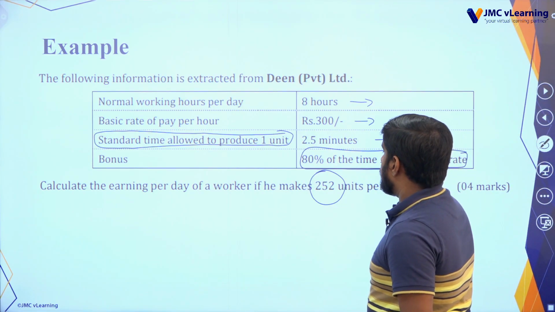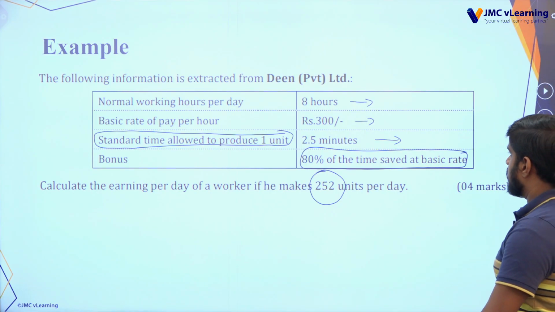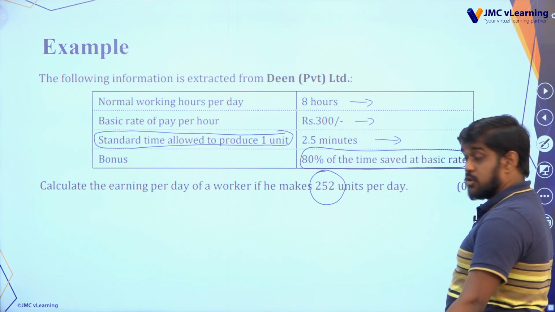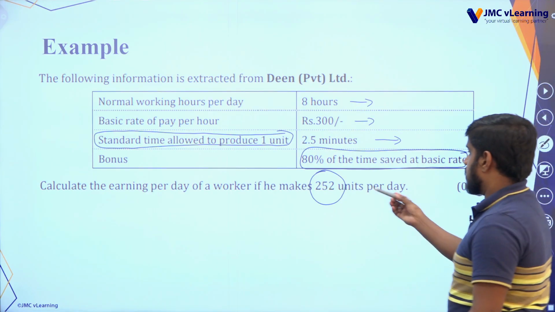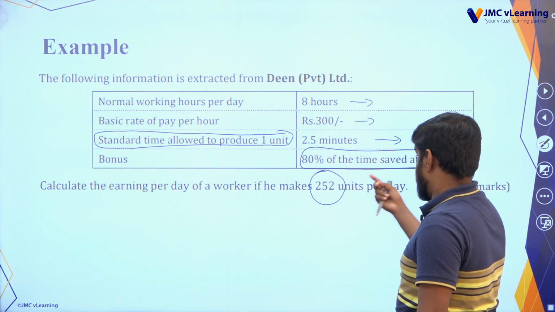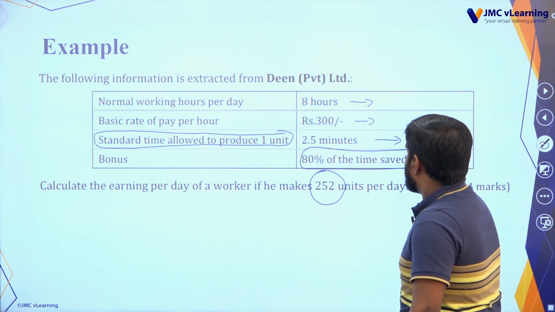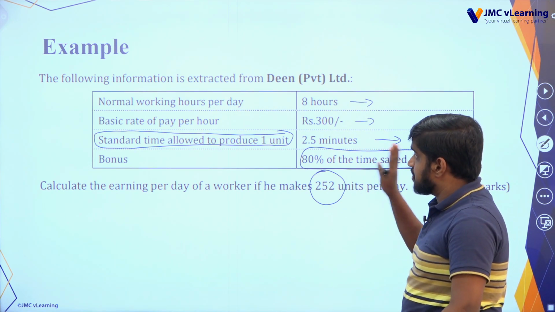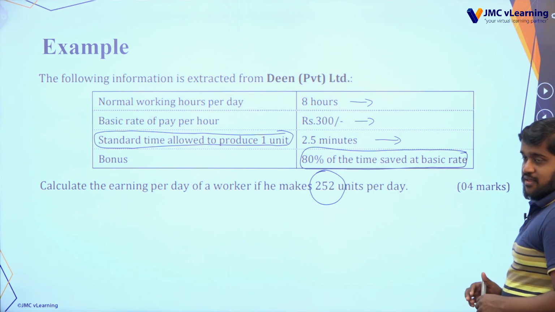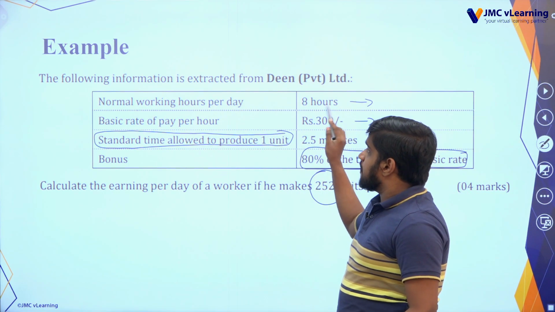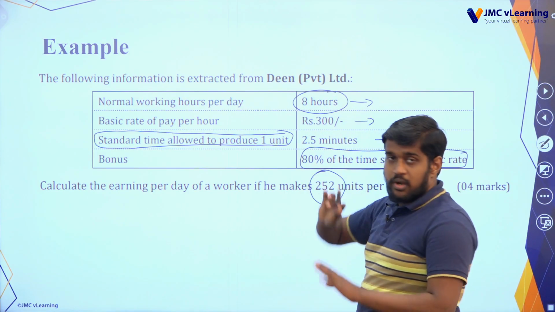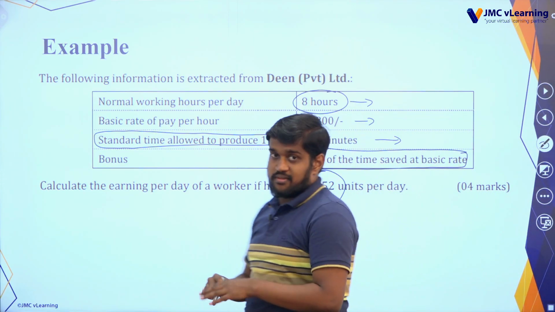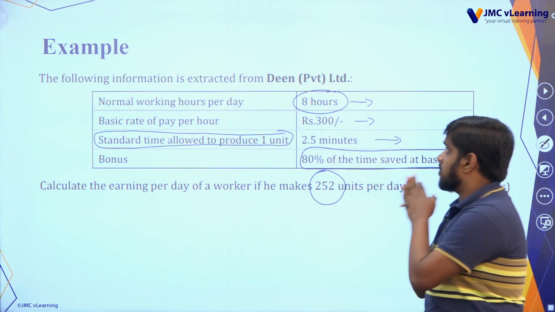Calculate the earning per day of a worker if he makes 250 units per day. They asked to calculate the bonus. Since they said normal working hours per day, let's assume this employee worked only 8 hours and didn't work more than that. Based on this information, normal working hours per day is 8 hours.